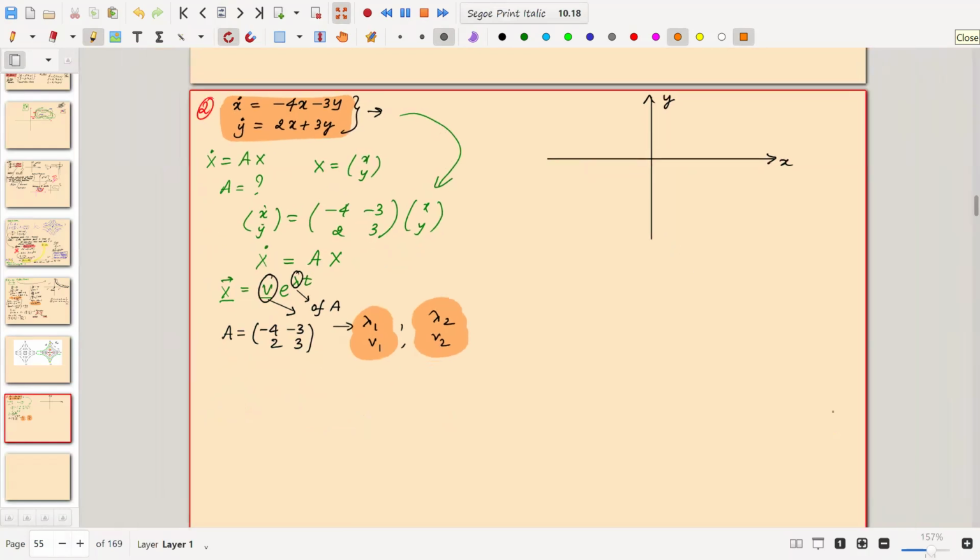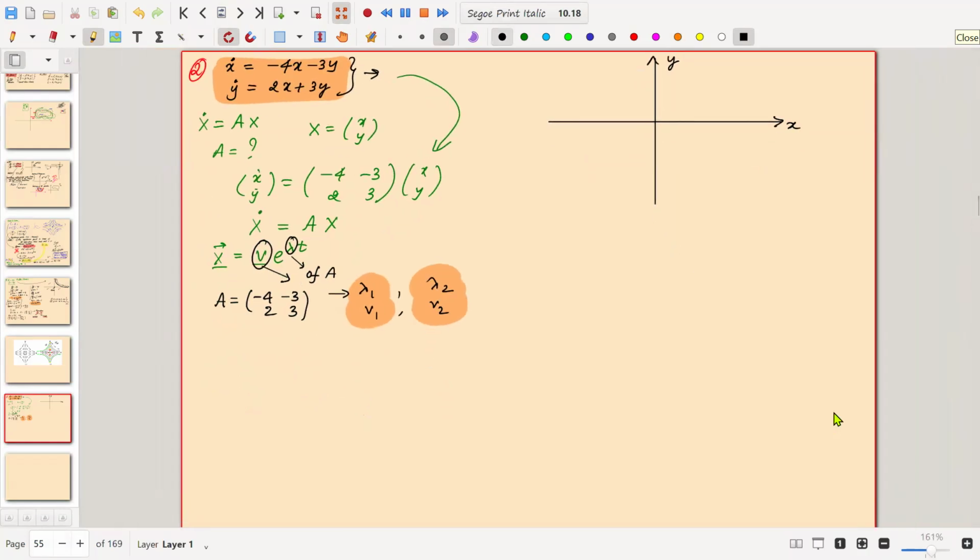So what is lambda 1? Lambda 1 is equal to 2 and lambda 2 is equal to -3, right? Now corresponding to eigenvalue lambda 1, v1 is (1, -2). And corresponding to lambda 2, v2 is (3, -1). Any multiple of these vectors is also correct. If your eigenvector is any multiple of this, it is correct.